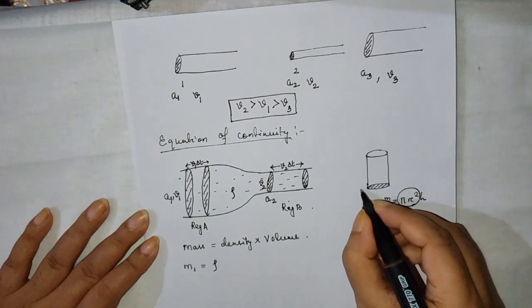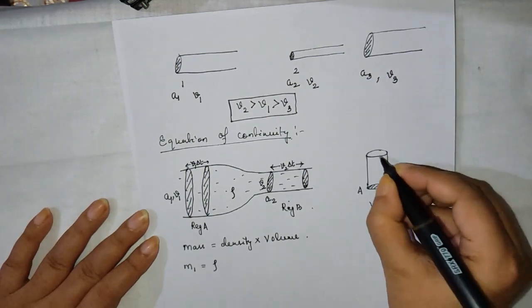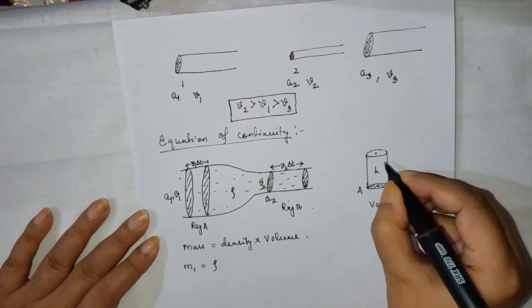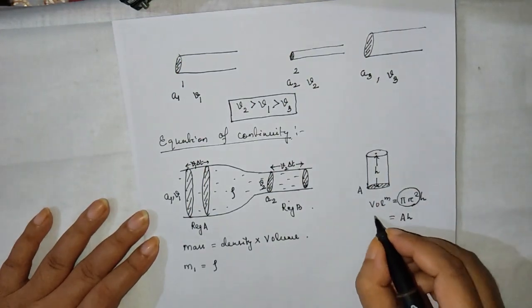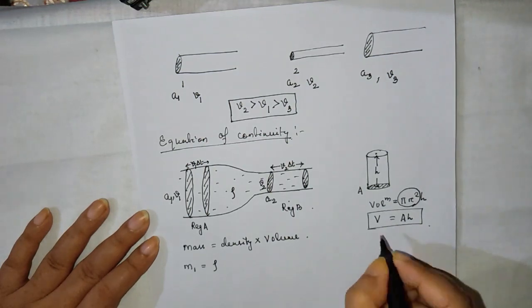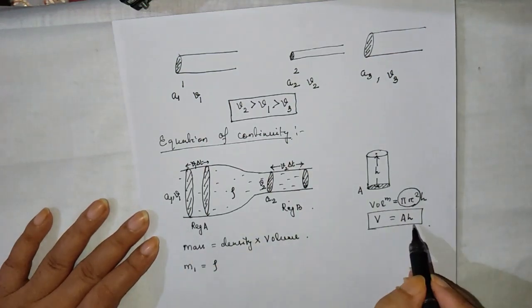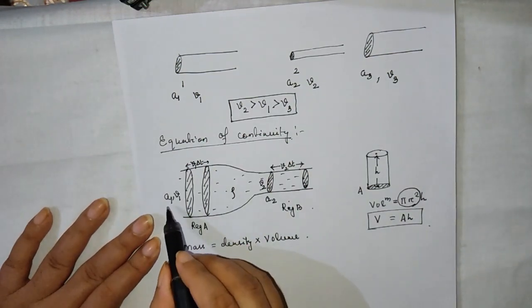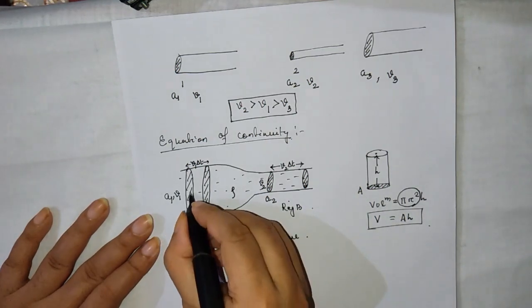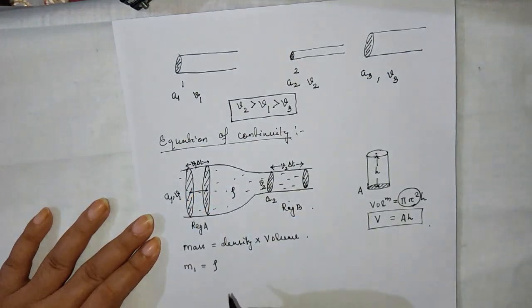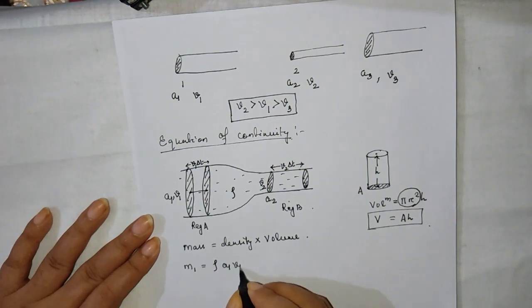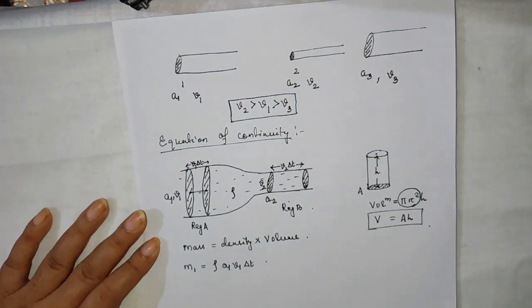Let us choose the cross-sectional area to be capital A, and h is the height of the cylinder. So A into h gives you the volume of the cylinder. Similarly here, instead of A into h, I can write A1, and the height is the distance traveled, which is V1 delta t. So I can write the volume as A1 V1 delta t.